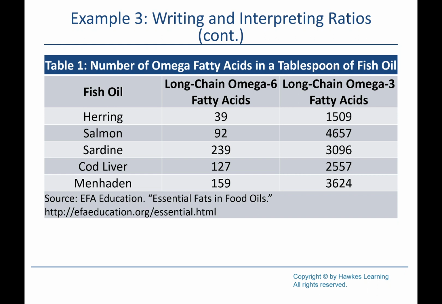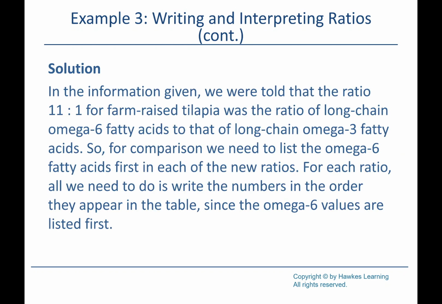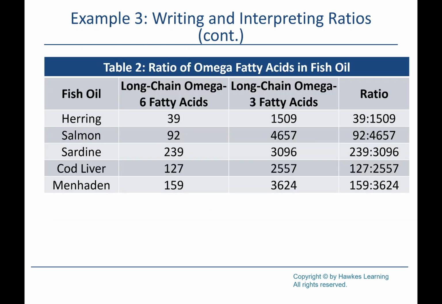And what we're given is just an amount of the different types of fatty acids. What we can do so we can make a comparison is we change each one to a ratio. And we've got to put it in the same order they put theirs, so we're going to do omega 6s first, and then the omega 3s. Get these ratios.